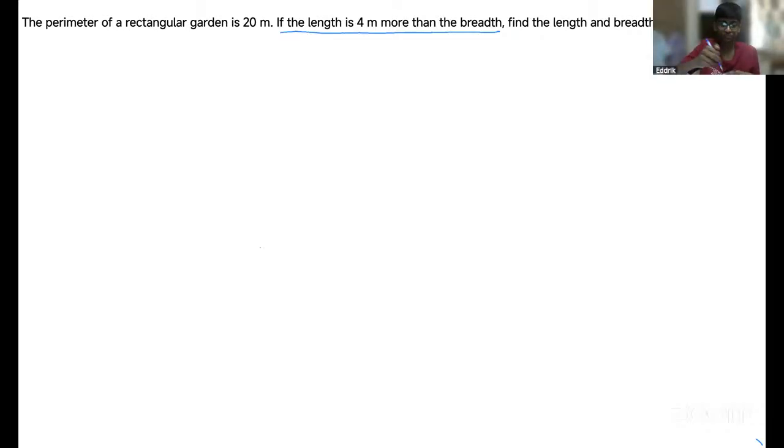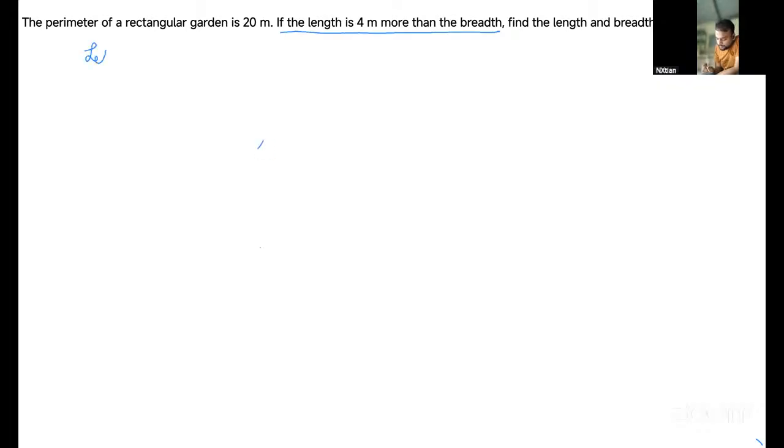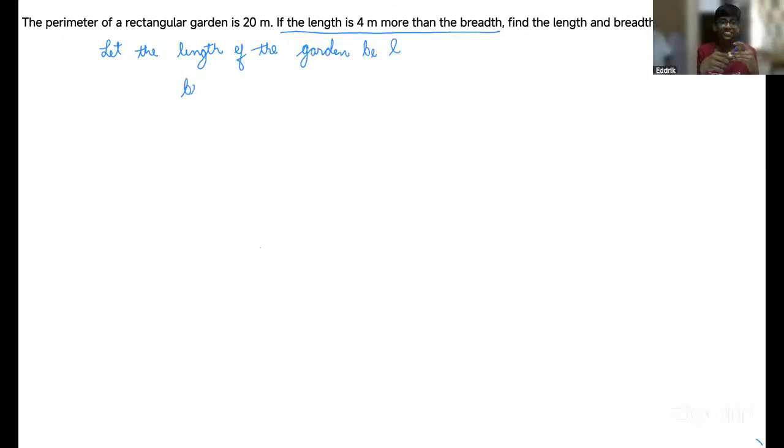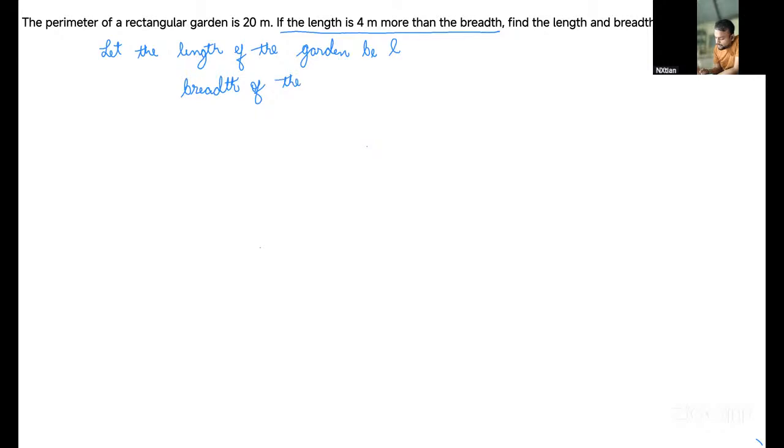Yes. The length is 4 meters more than the breadth. So we don't know the length. So I will write: let the length of the garden be L and the breadth be B. So I am taking length as L and breadth as B. So Ira, how will you write the equation now?